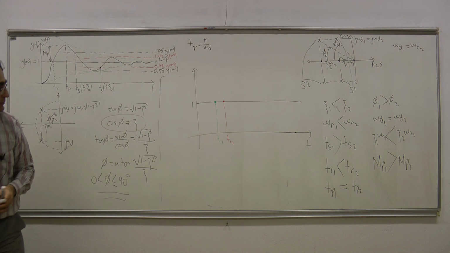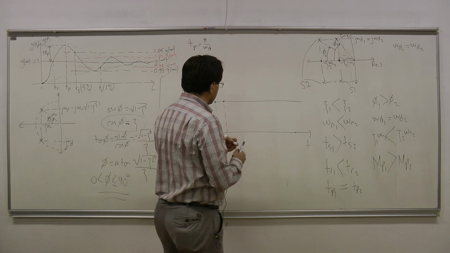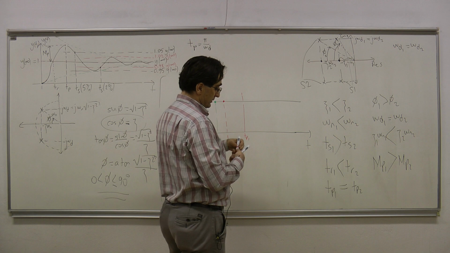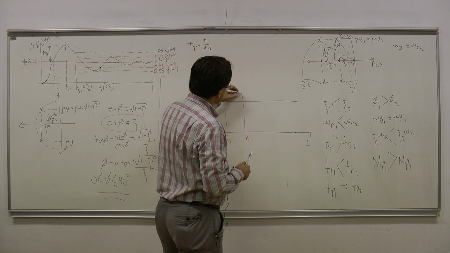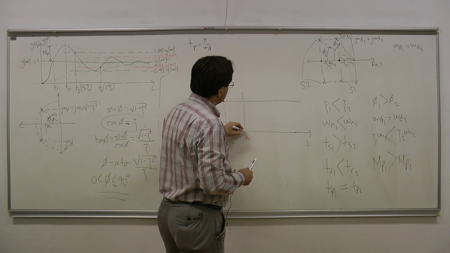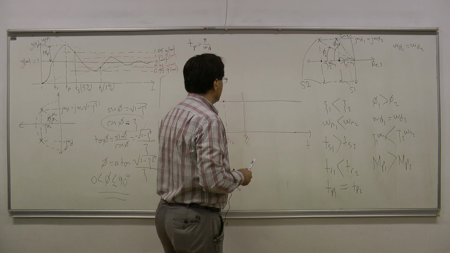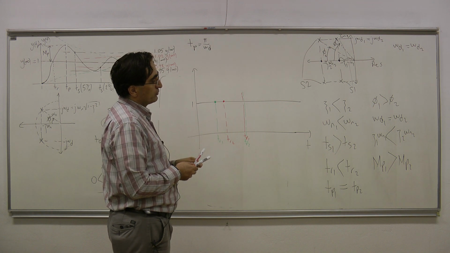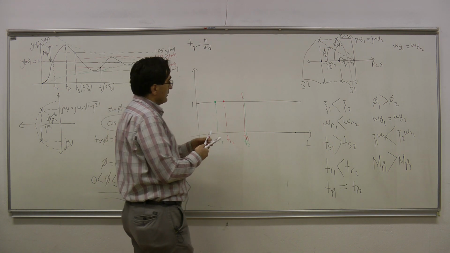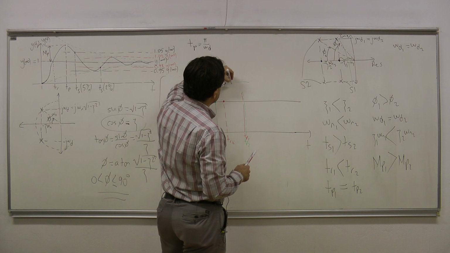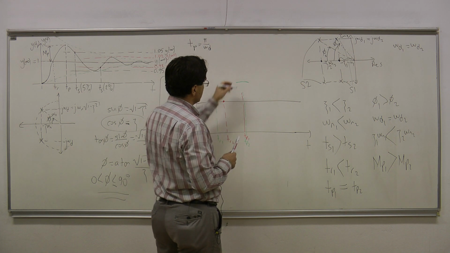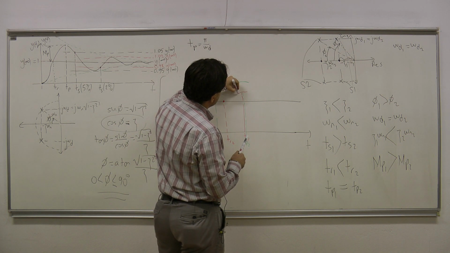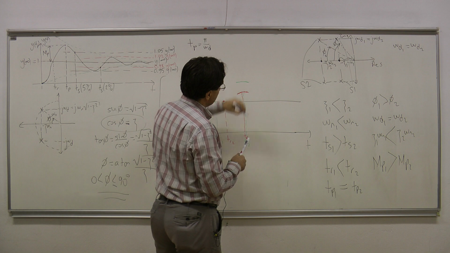Here is what I'm going to do. I'm going to mark a peak time here. This is the peak time of the first system, TP1, and this is the peak time of the second system, TP2. They are exactly at the same point. The maximum overshoot of the first system is larger. Let us say that this is the peak of the first system, and the second system has a smaller maximum overshoot, like this.